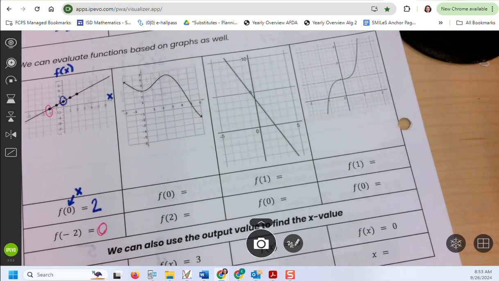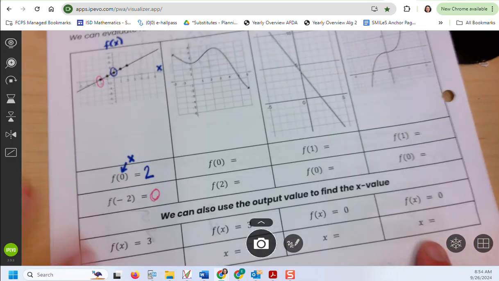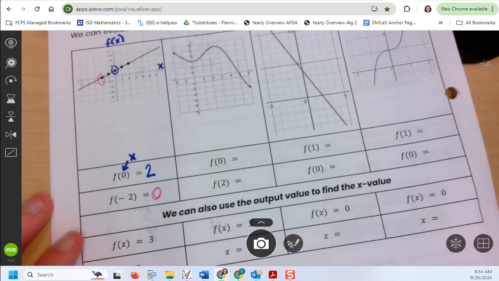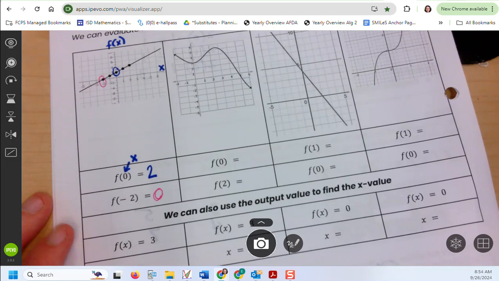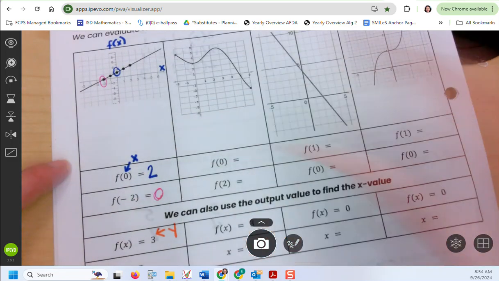I'm going to go down here now. Same graph, but this time they're telling us f of x is 3. So that means that the y is 3. I need a brand new color. I wonder if that's going to work. I'm going to try it. Okay, so this means that the y is 3.